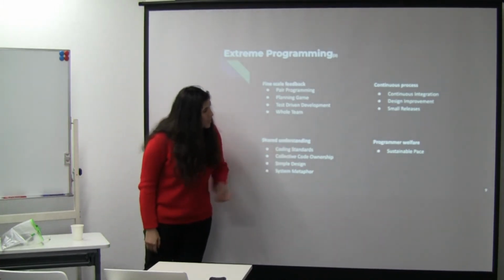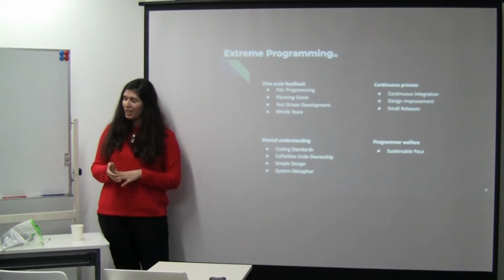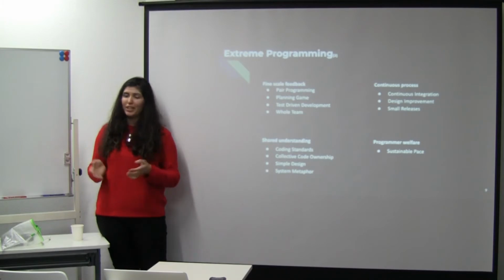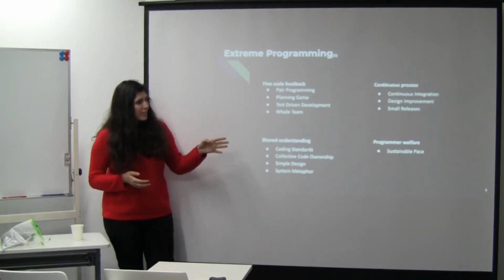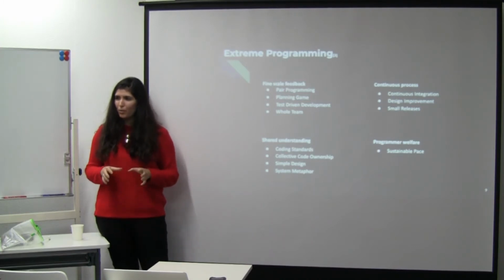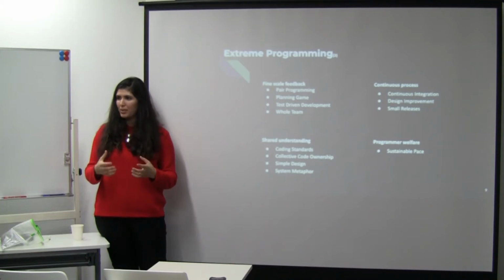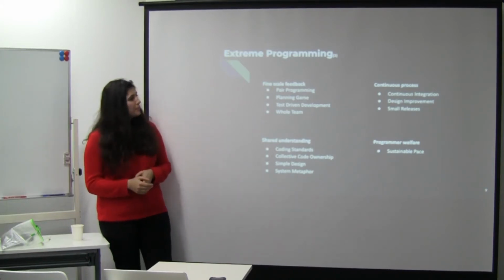And last but not least, programmer welfare. Programmers' work should be limited to 40 hours a week to prevent burnout and keep a sustainable pace. And I think here is a similar idea to velocity in Scrum. So not to push anybody. If you have a specific capacity, you keep to that specific capacity, not to be pushed more than that.